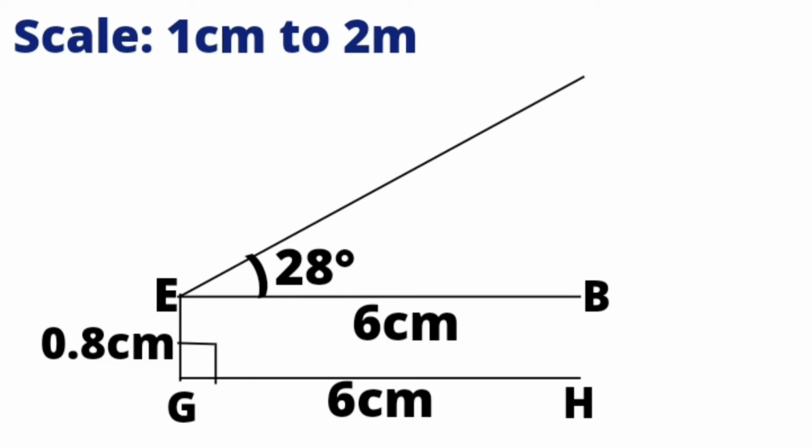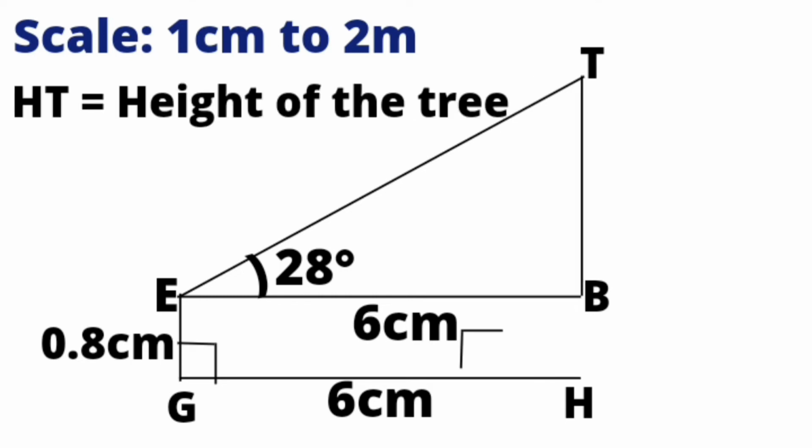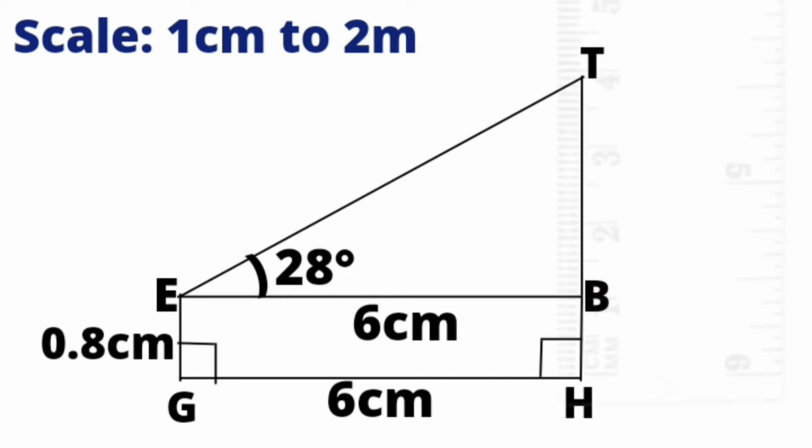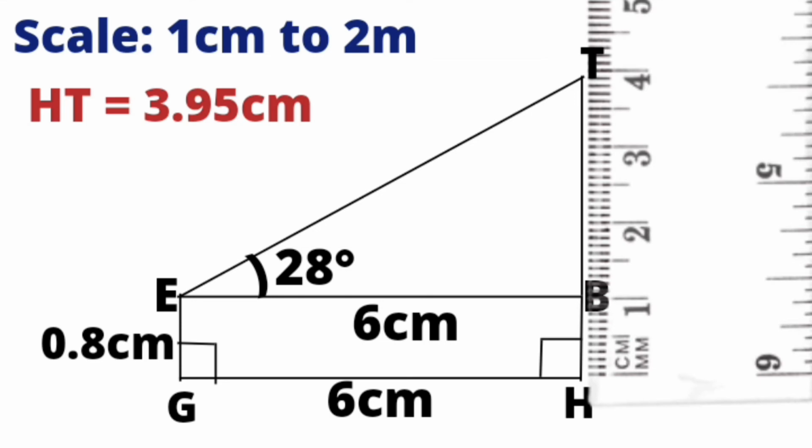The last thing to do in drawing the accurate figure of this scenario is to join line H to this point. And yes, this is the accurate drawing of this scenario. Let's call this point T. HT is the height of the tree. Now take a meter rule and measure HT. If you do so, just like I am doing, you find out that your HT is 3.95 centimeters.